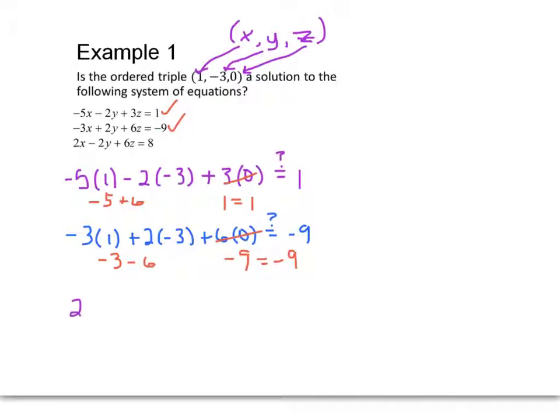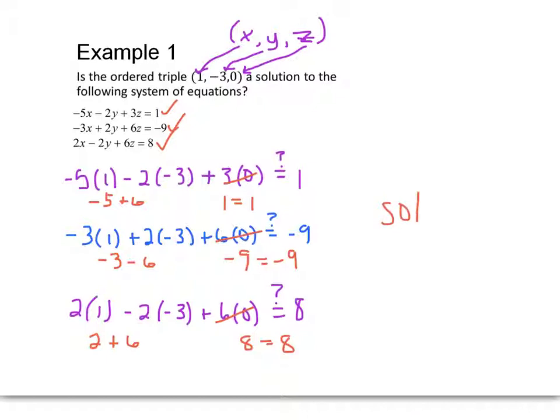And then we have to try the third. Hopefully if one isn't a solution, it shows early on, because that's less work we have to do. But if it is a solution, we have to check all 3 equations. We're trying to see if this equals 8. So 2 times 1 is 2, negative 2 times negative 3 is positive 6, and 2 plus 6 does equal 8. So the third one worked, and our answer is that it is a solution.